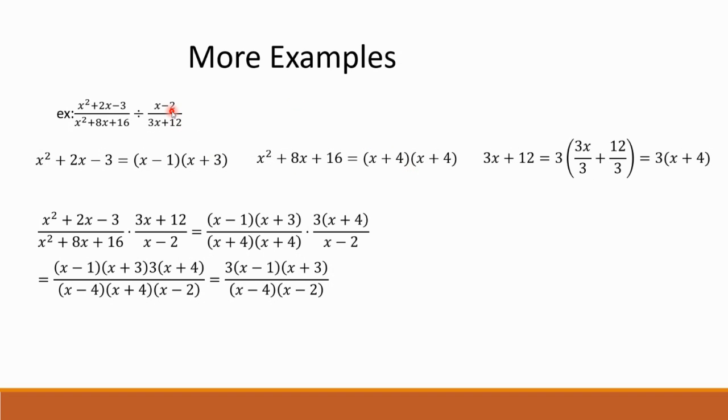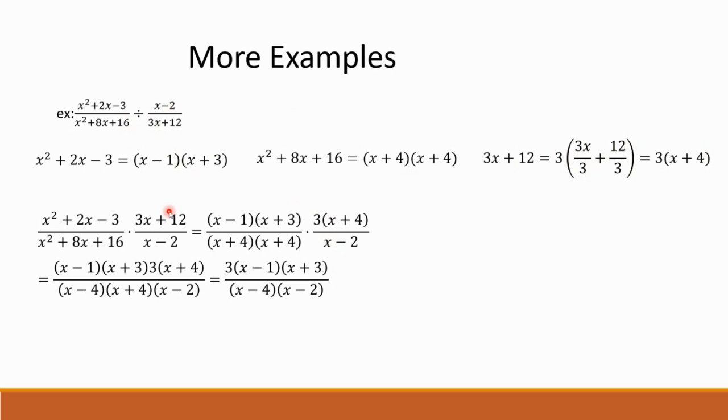Finally, the x minus 2 we can't factor. It's already factored. 3x plus 12. Well, we can take out a common factor of 3, because 3 is a factor of itself, and 3 is a factor of 12. So we take the 3 out, and as you can see, we're dividing to see what's left over. We get 3 times x plus 4. That's what we have here.